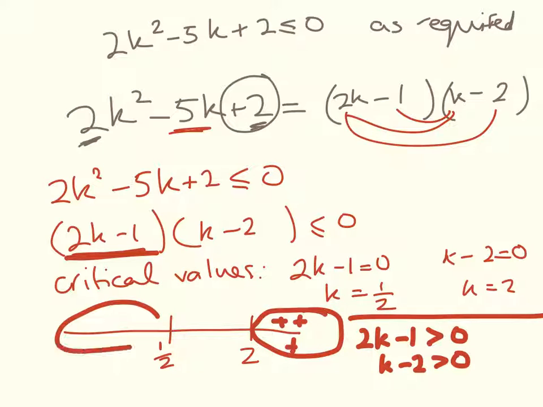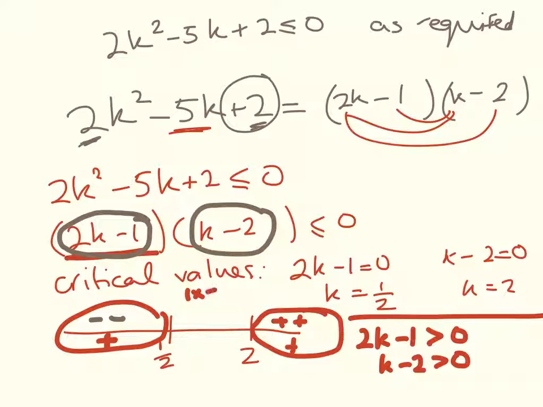Let's do this end next, and we're going to substitute in 0 because that's really easy. So thinking about it, this one will now be 0 minus 1, which is a negative, and here this will be 0 minus 2, which is a negative. So I've got 2 negatives multiplied together, so that also gives me a positive. And in the middle, if I substitute in 1, well, I'm going to have 2 minus 1, so 1 times negative 1, or a negative times a positive. So this is my negative region. So this area in here is going to be my solution set.